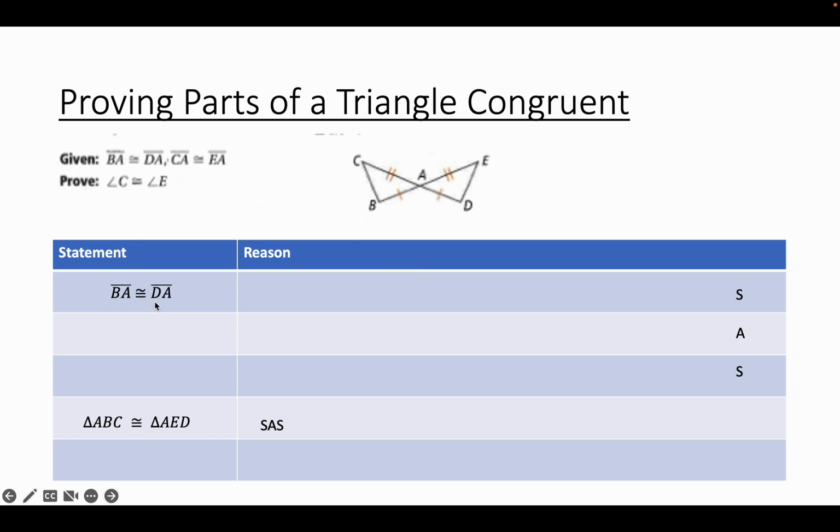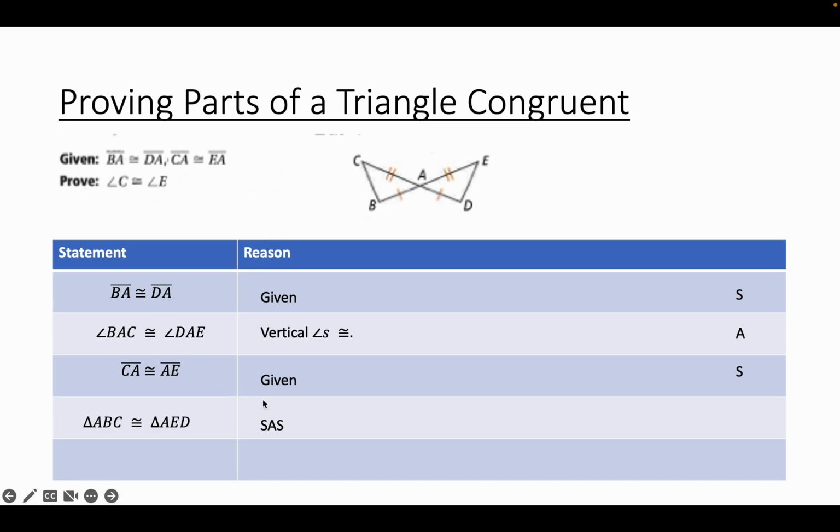BA congruent to DA, notice that is given. Then I have angle BAC congruent to angle DAE. That's because we know that vertical angles are congruent. Then I have CA congruent to AE. That's also a given. Okay, so now I have proven that the triangles are congruent.